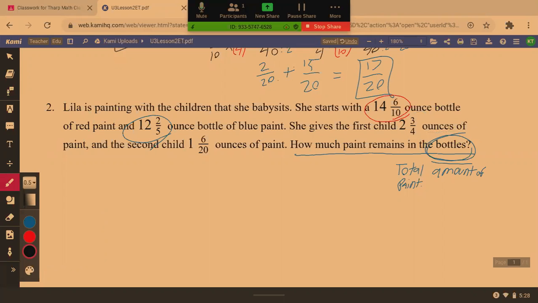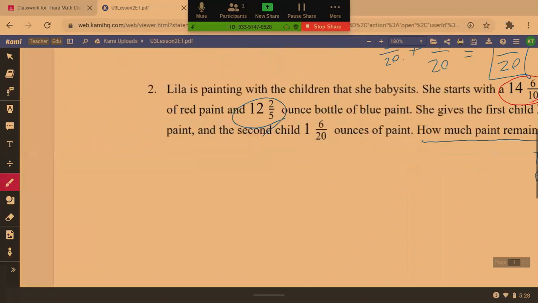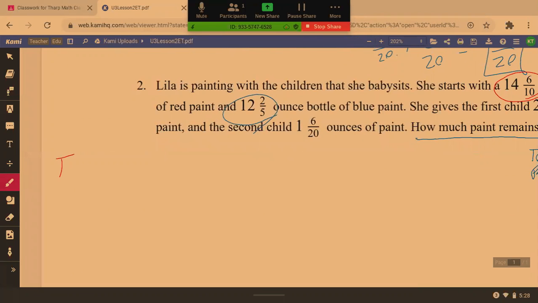Okay, so let's do that. Let's begin with adding. That's our game plan. We're gonna add red plus blue. That will give us the total. And then we're gonna subtract how much she gives to each kid. So total... I lied. Okay.